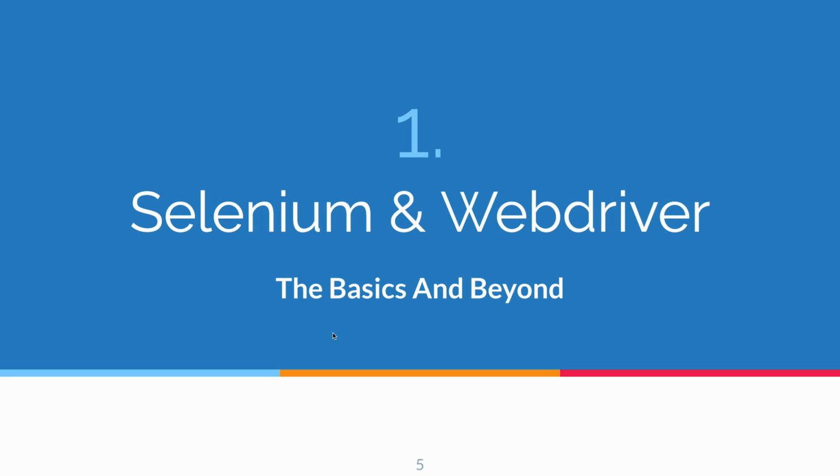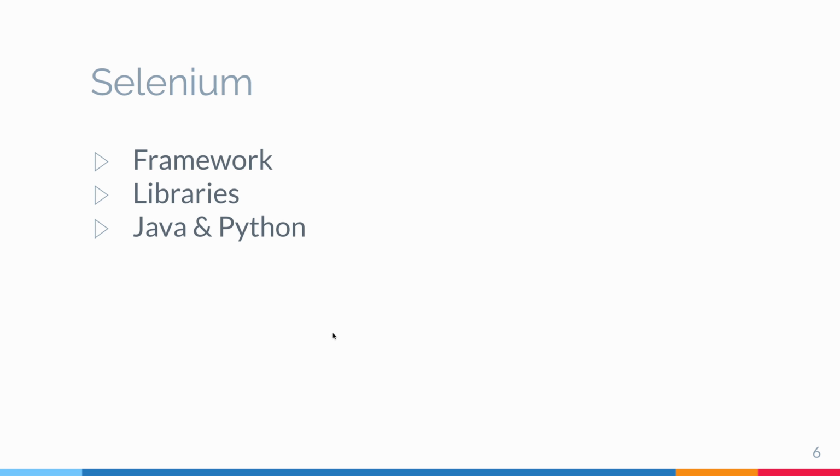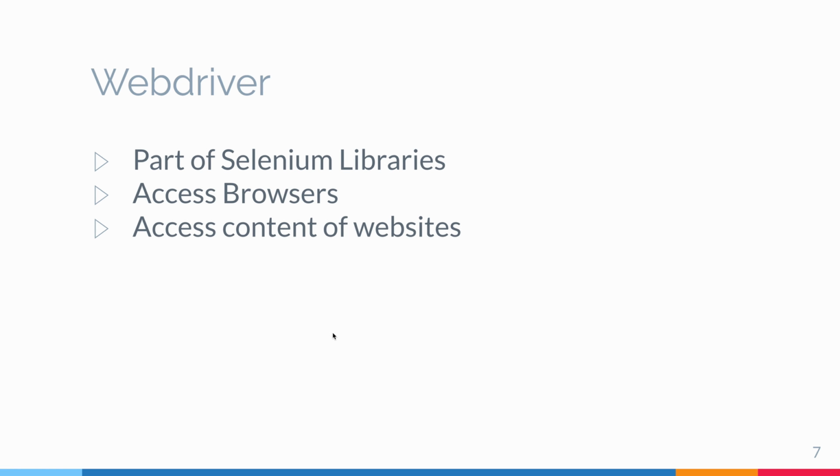Now let's talk about Selenium and WebDriver. Selenium is a framework that provides libraries for automation, and these libraries are most frequently used in Java and Python-based environments. WebDriver is a part of Selenium libraries in which you can access browsers and the contents of websites, such as filling out a form, clicking a button, etc.